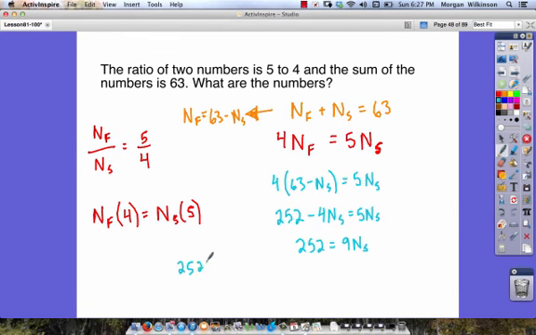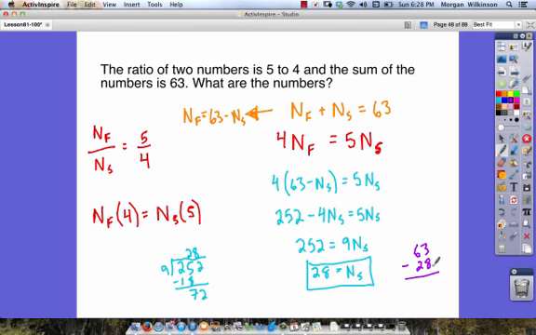252 divided by 9? Well, 9 goes into 25 twice. That's 18, with 72 left over. 9 goes into 72 8 times, so we get 28. Perfect. So 28 equals our second number, n sub s. So our first number, well, we know our first number is the second number plus the first to give us 63. So in order to figure that out, we're going to say 63 minus 28. And that will tell us our first number.